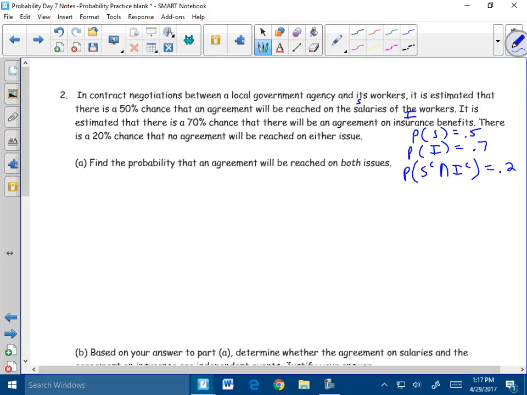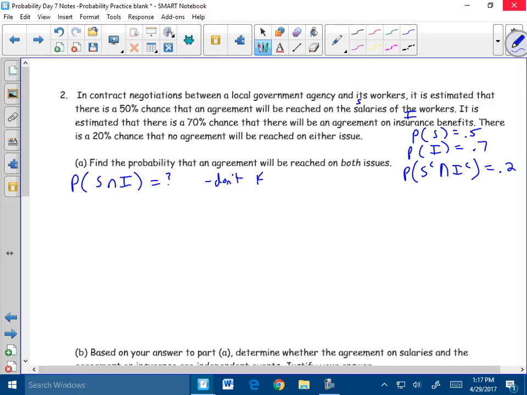Okay. And part A says to find the probability that an agreement will be reached on both issues. So I want to find the probability of S and I. That's what I'm trying to compute. So this is the question. I have two options for figuring out the probability of S and I. But it depends on whether those events are independent or dependent. And unfortunately, I don't know that right now. They didn't give me any of that information.